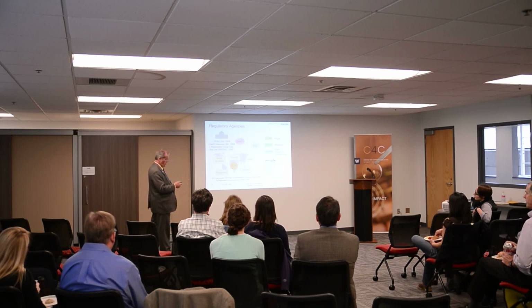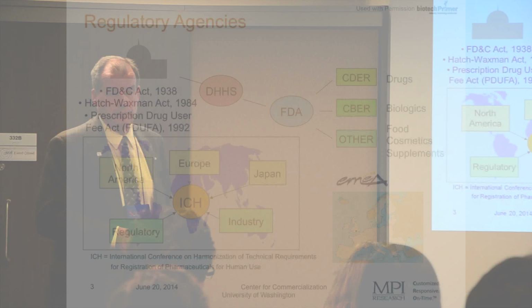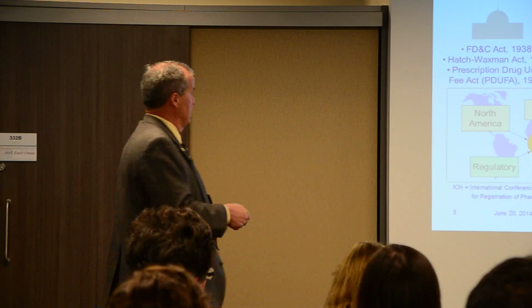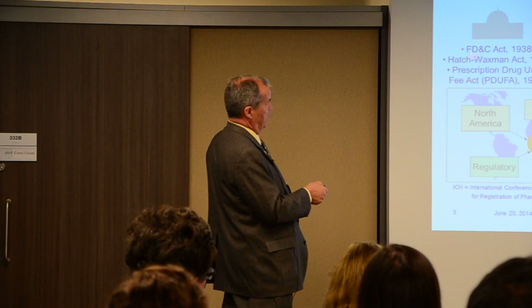So here's ICH, and it just shows the different theaters. So North America, Europe, and Japan, regulatory aspects and industry, and they were all combined under one set of rules. The other thing to note is in the regulations, the FDA was started in 1938, and it was started to regulate foods. It really didn't even have much to do with drugs back in that. But that was called the Food, Drug, and Cosmetic Act.